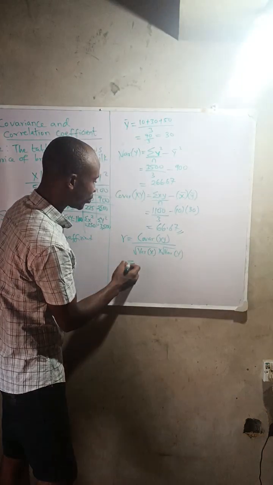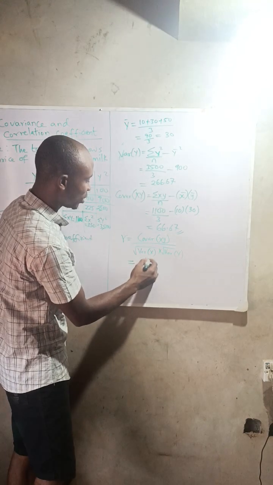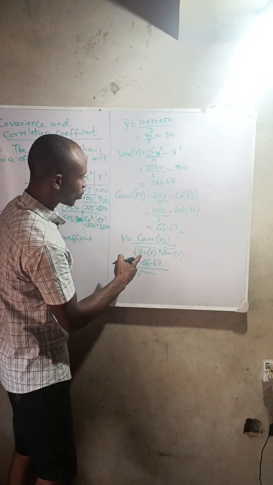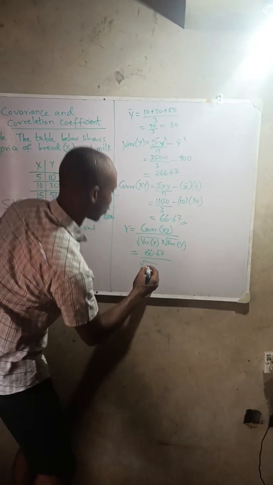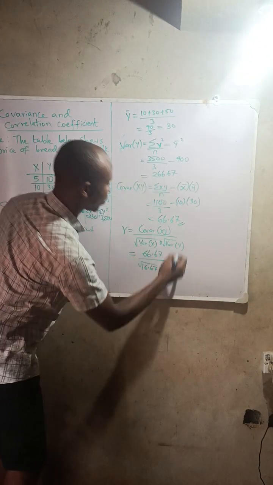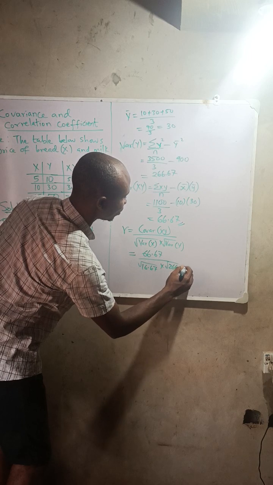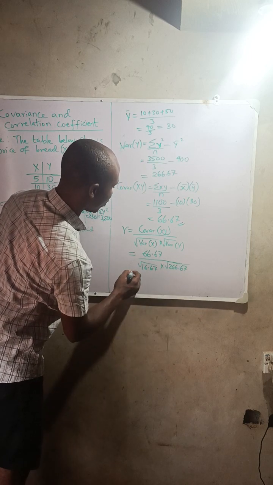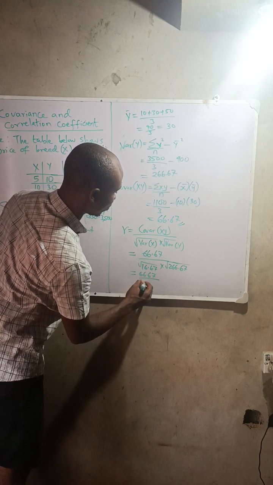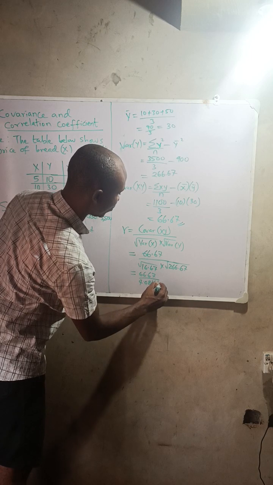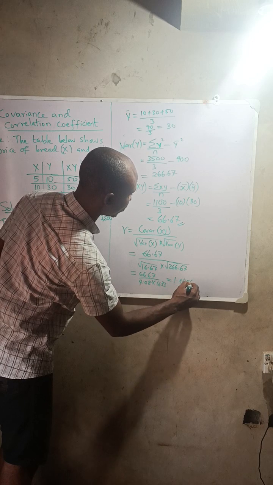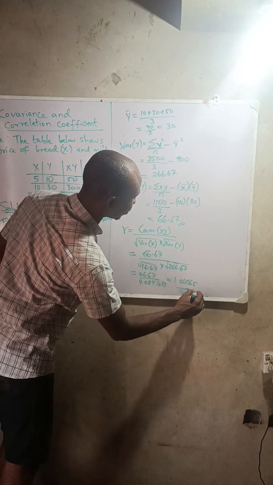So we're going to have covariance xy, 66.67, all over the square root of the variance of x, which was calculated as 16.67, and the variance of y, calculated as 266.67. And when you compute this, we're going to be having the square root of this, 4.08 times 16.33, and that gives us 1.00065, and that's approximately 1.